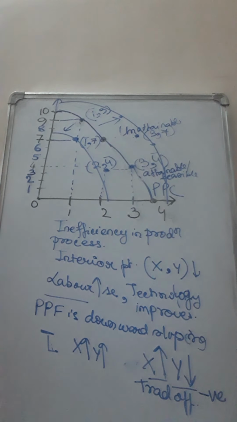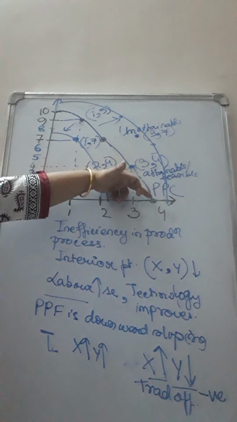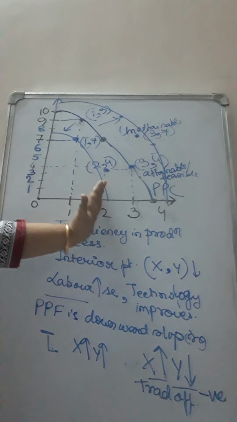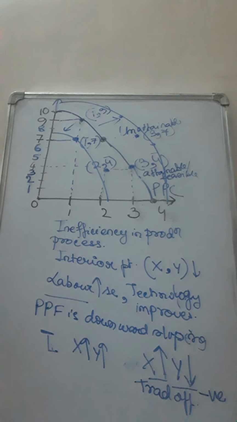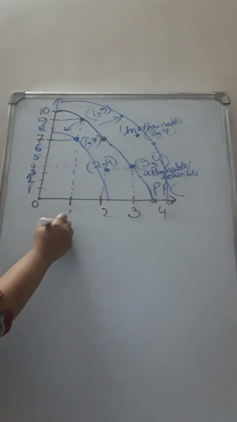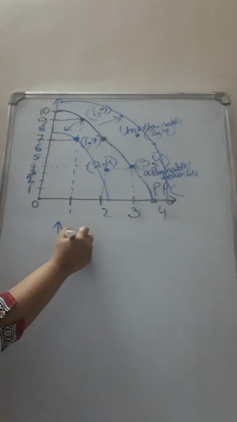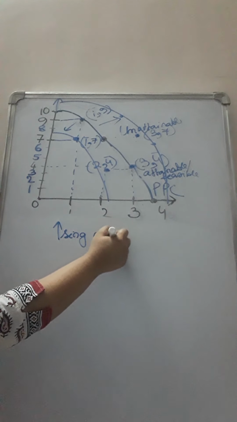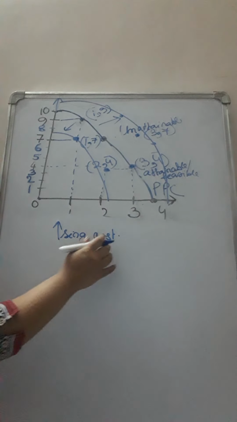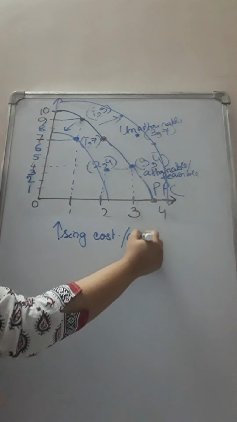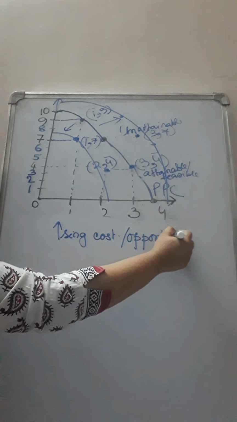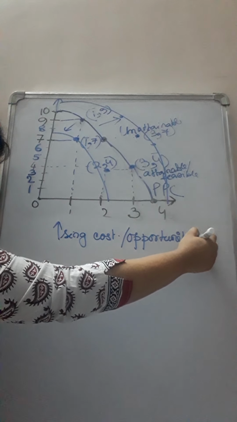The next point is that the PPF looks concave. It is not a straight line PPF, but it looks concave. Now why does this happen? Because we have taken one assumption, the increasing cost assumption. Okay. Now here only we will understand the very important concept of what is opportunity cost.